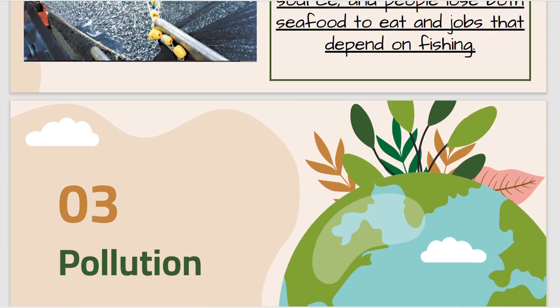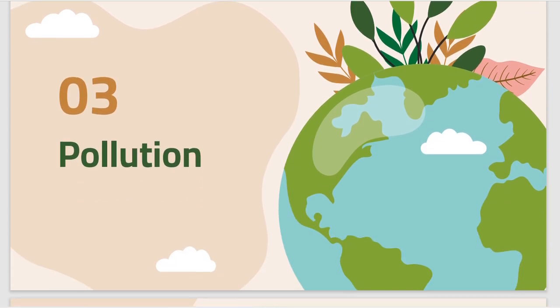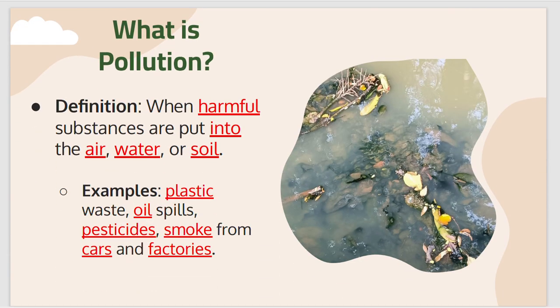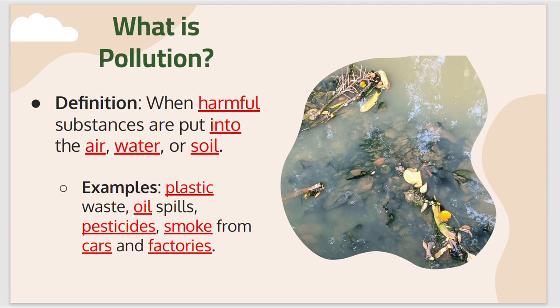All right, moving on to impact number 3, pollution. So what is pollution? Again, I'm going to start with the definition. This is when harmful substances are put into the air, water, or soil. So there's a large array of what these harmful substances can be. They can be in the form of gas, of liquid, of solids. These are usually different chemicals. And those chemicals, again, can be found in different formats.